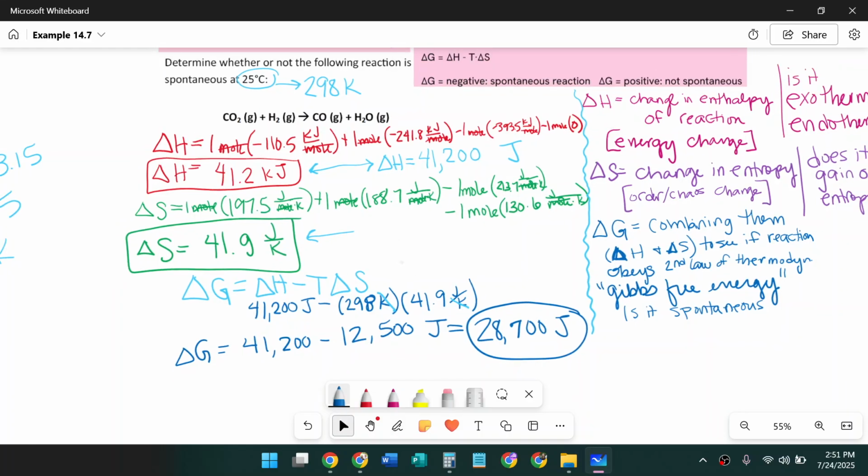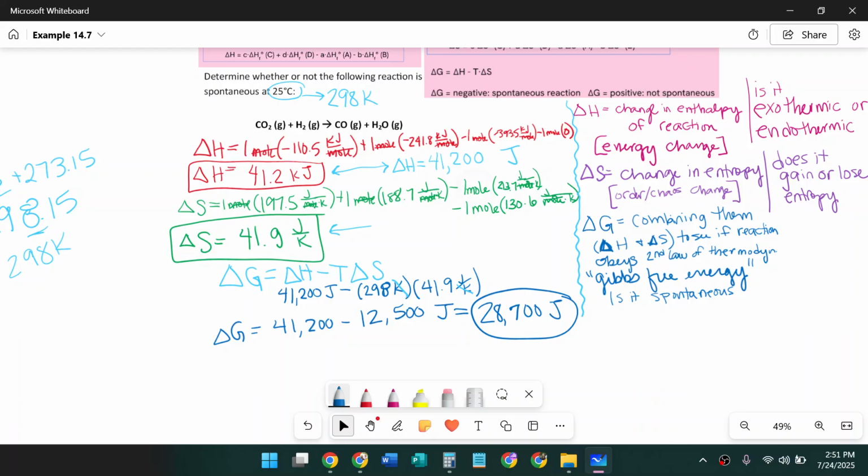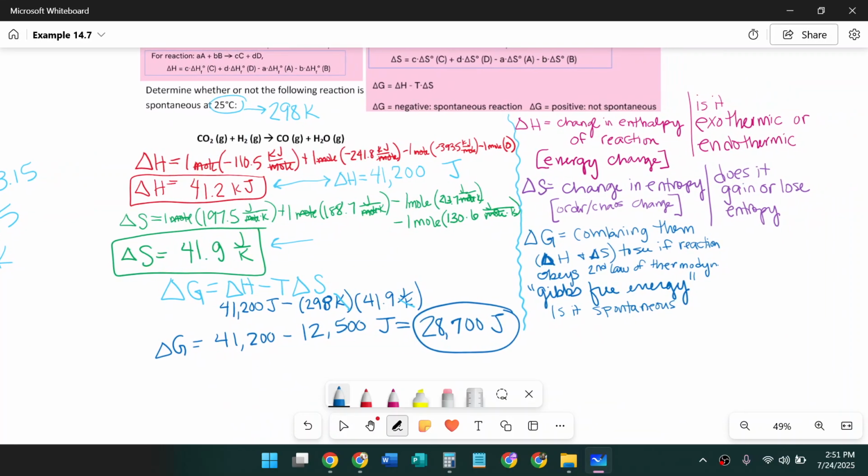All right, so they didn't ask us what the change in G was. What they asked us was whether the reaction was spontaneous or not at this temperature. And so we use this information right here to answer that question. Because our change in G is positive, this is not spontaneous as a reaction.